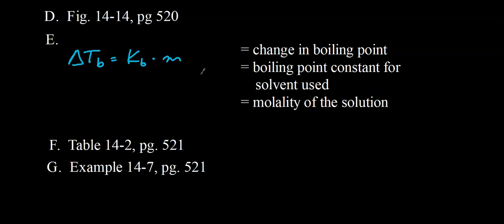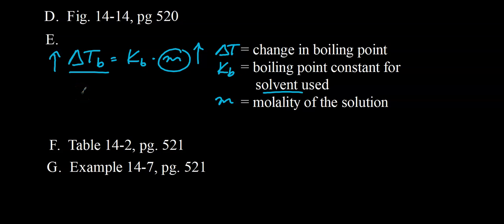Where delta T, it says in the notes, is the change in the boiling point. I'm going to reword that in just a bit. Kb is a constant. It's called the boiling constant for the solvent. And then the lowercase italicized m, of course, is the molality, the molal concentration of the solution. So as we talked about before, as the concentration increases, that's going to cause delta T to increase as well, which will cause the boiling point to increase.